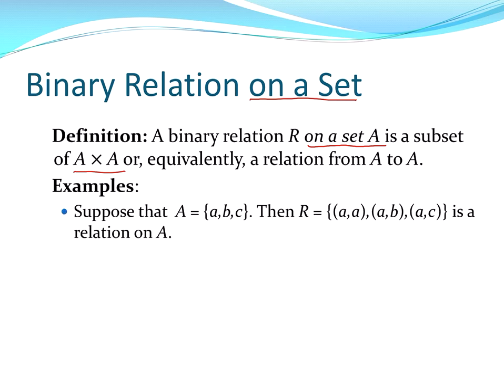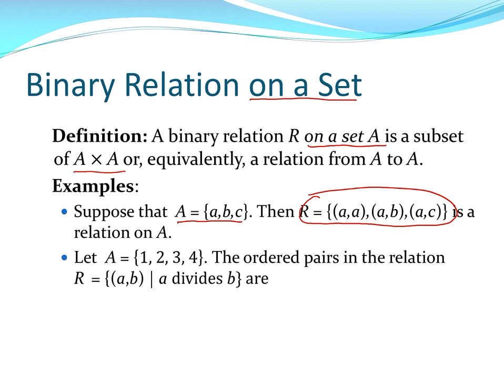Here's an example. We have the set A containing a, b, and c. The Cartesian product of A and A will have 9 elements. Here I have a relation R that has 3 elements, and you can see that its elements form a subset of A cross A.